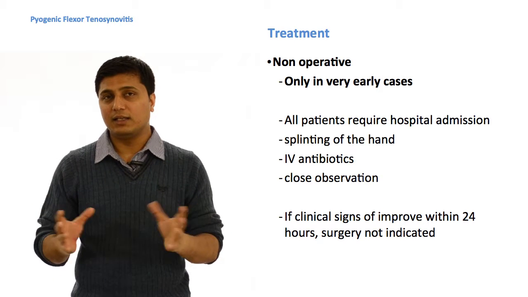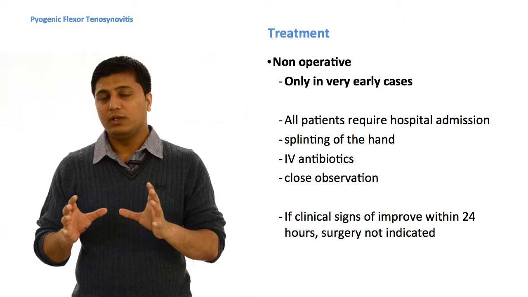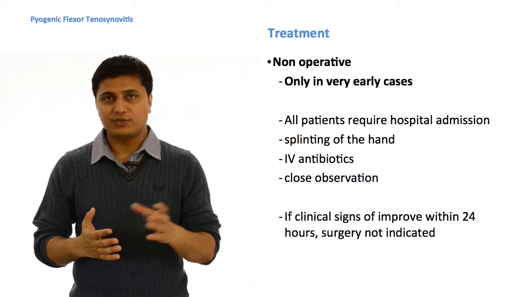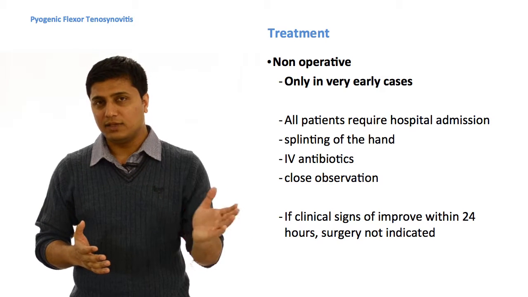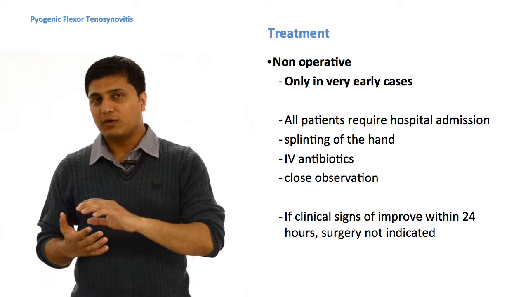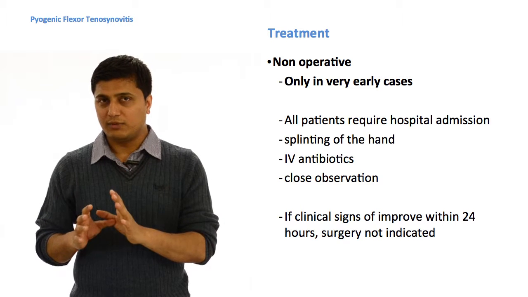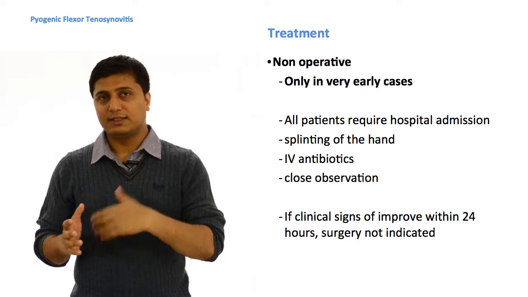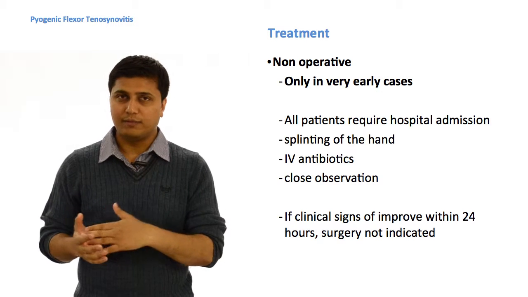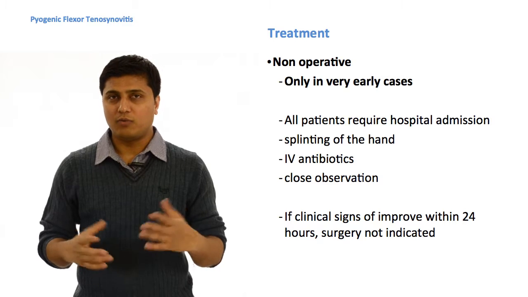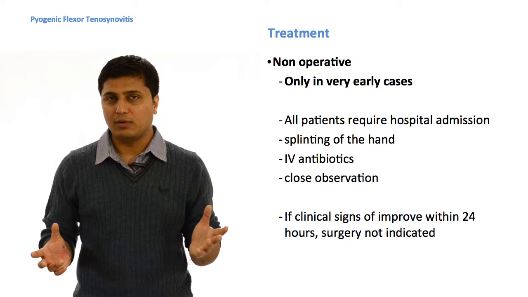These things are started only in a very early case. For example, if the patient has some scratch and the symptoms have started in the last 5 hours, it's not like a full-blown case of flexor sheath infection. Then only you do the conservative measures. And you do all these things and start IV antibiotics as well, according to your hospital protocol. Generally, it's broad spectrum IV antibiotics.